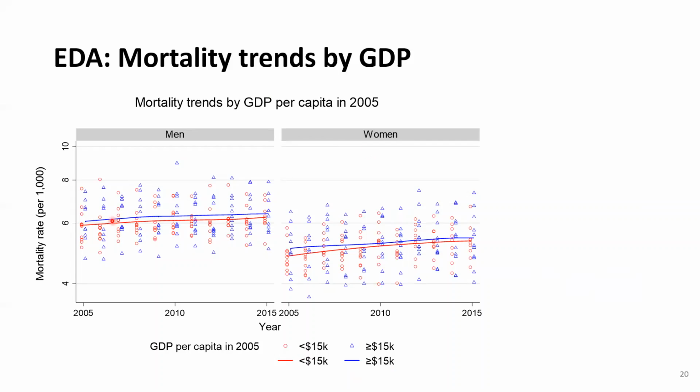We do see some slight difference between these two categories of cities, but it's not that big. At the same time, the time trends are parallel. The slopes are not different. So before we fit the regression model, we already know that it doesn't seem that the trend varied by GDP in 2005, according to this graph.